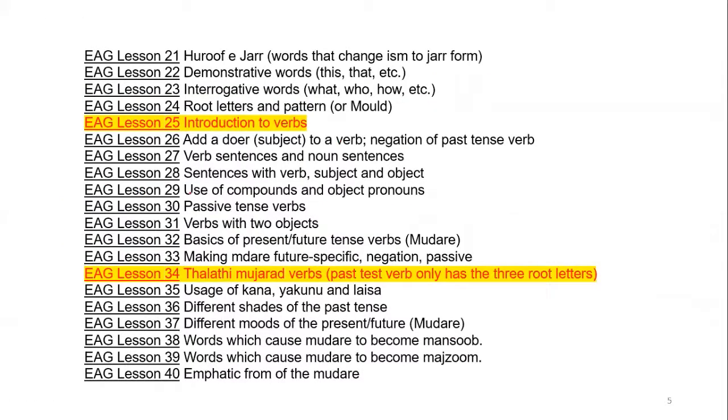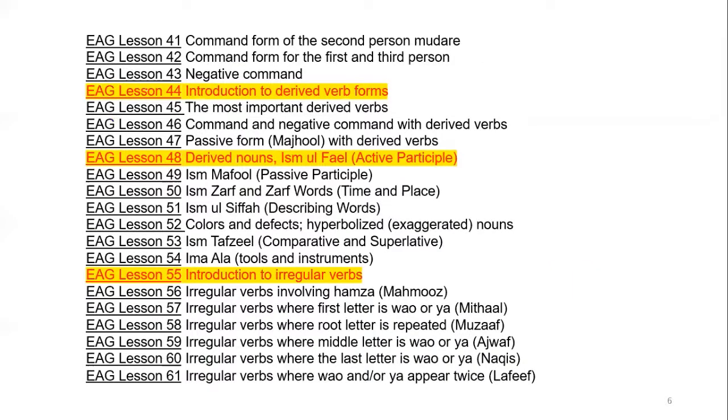And then from lesson 25, we have the verbal sessions, the discussion on all verbs. And from 34, we start a slightly more detailed look at the Salasi Mujarrid verbs, which are essentially the verbs which have 3 root letters. And then from lesson number 44, we have the derived verbs.